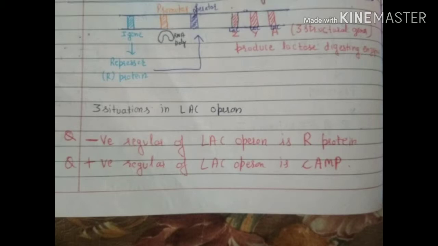Okay, and there are two important questions that are generally asked. The negative regulator of the LAC operon is the R protein. I have told you simply, because it binds the operator and the LAC operon does not work, it is a negative regulator. Then the positive regulator of the LAC operon is cAMP, cyclic AMP. You will understand this further. Now I think this should be clear.